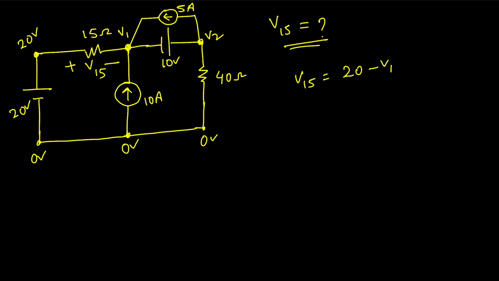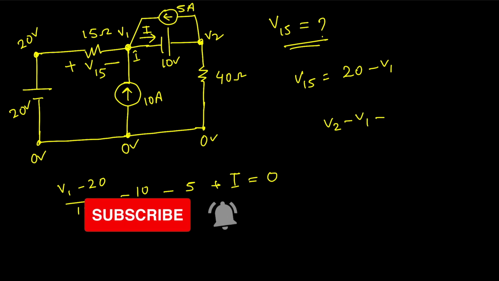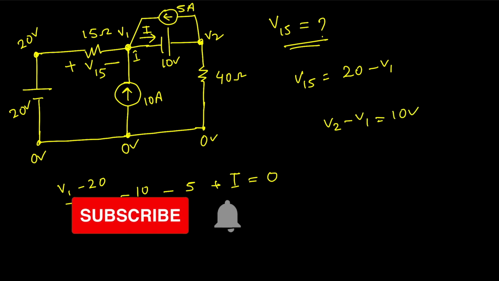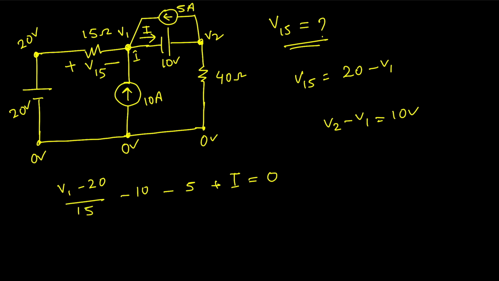So if we apply KCL at point 1, then we can write down (V1 minus 20) divided by 15, minus 10 ampere, minus 5 ampere, plus I, if this is I, equal to 0. So this is the problem of the supernode. Why? You can see here there is a voltage source between two nodes. That means we can write down V2 minus V1 equal to 10 volt. So here we have three unknown parameters. So this is the first equation.